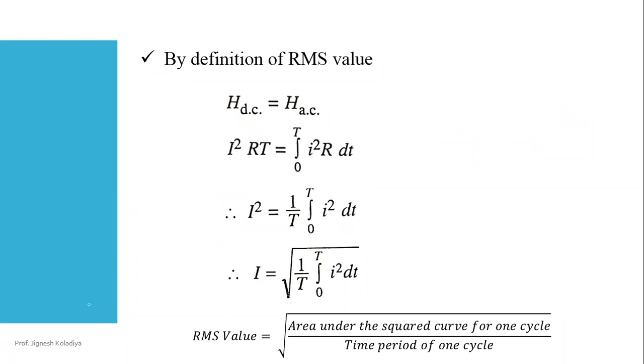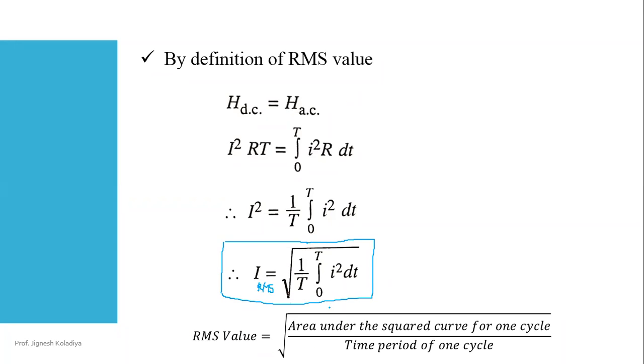Now take the square root on this side. So I is equal to under root 1 upon T integration 0 to T I square into dt. This is the RMS value. This is the RMS value equation by using the analytical method, or method of integration. So you can just write this is nothing but IRMS.